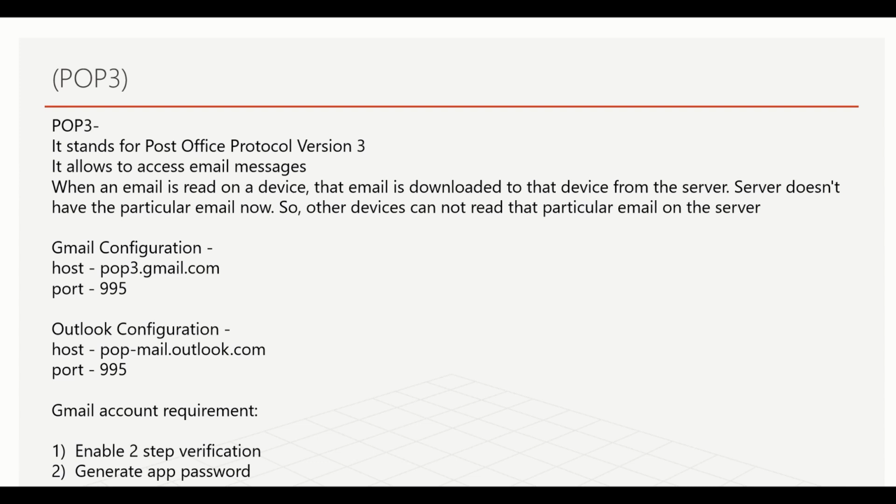And this is the configuration of Gmail: host pop3.gmail.com and port 995. Outlook will be pop.mail.outlook.com and the port will be 995.